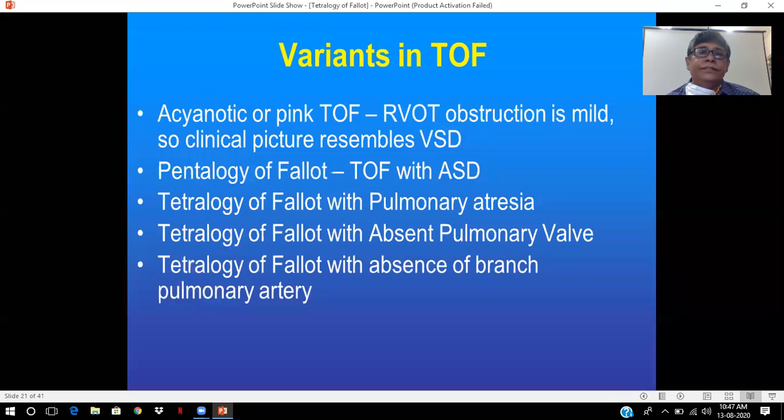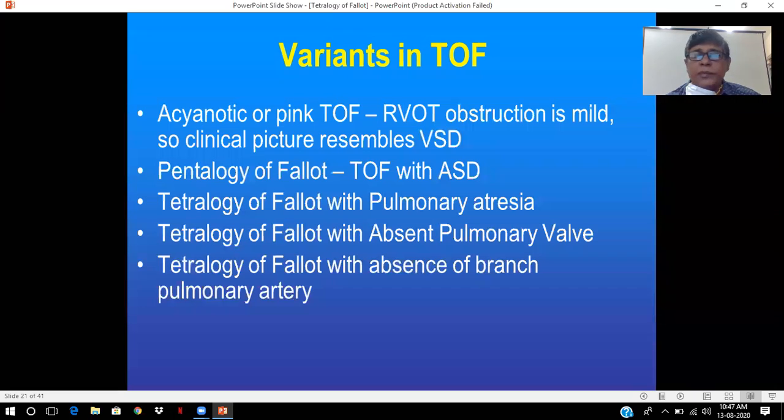tetralogy of Fallot. There can be acyanotic or pink TOF. That means the right ventricular obstruction is mild, so clinically the picture resembles VSD. If the pulmonary stenosis is very mild, the pulmonary obstruction is very mild, so there will be no cyanosis. A good amount of blood is flowing through the pulmonary artery, and it is termed pink Fallot.